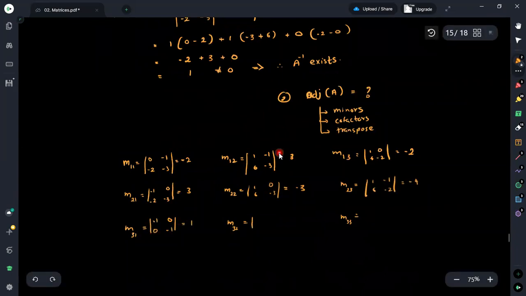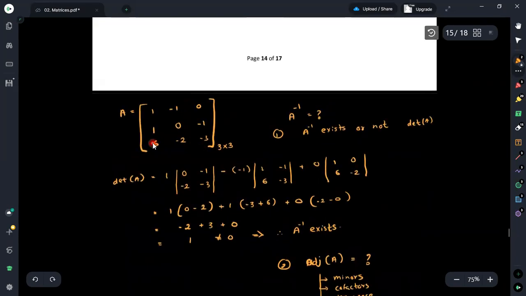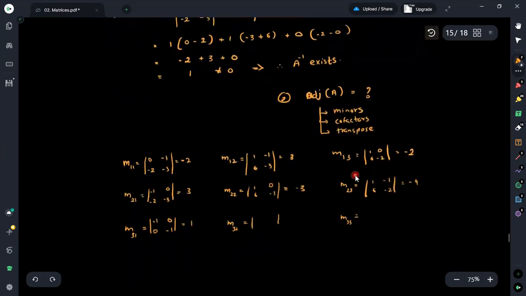Then M32, it is the third row with the second column; third row and second column cut down. Then we'll get 1, 0, 1, and -1. Here, 1, 0, 1, and -1 gives the value as -1.